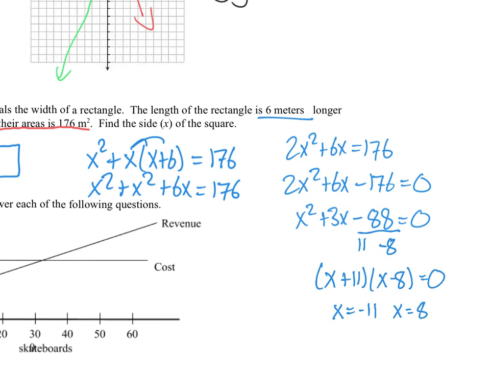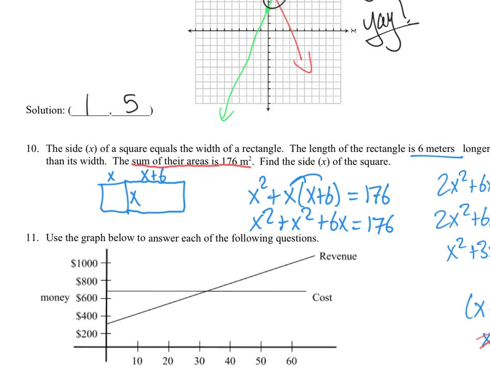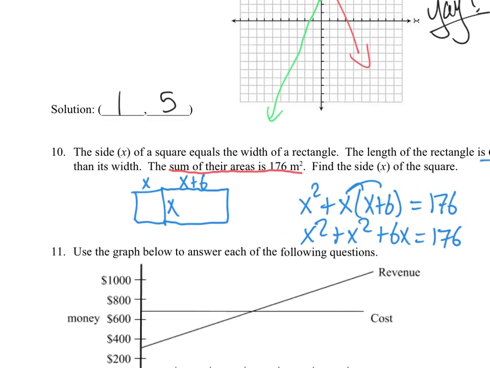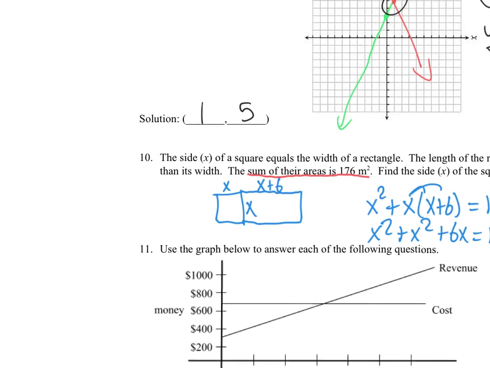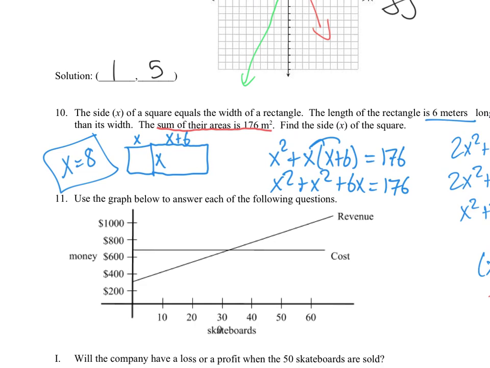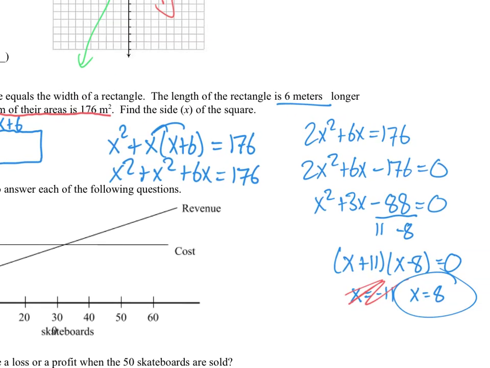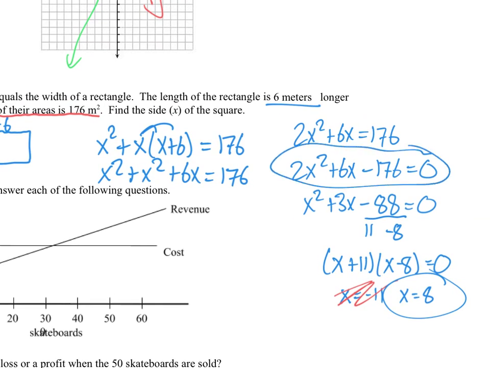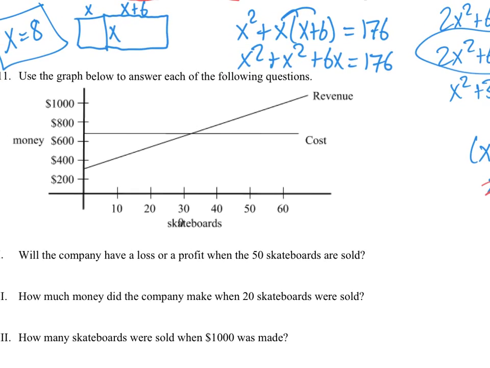And we cannot have a negative side length. That would make no sense. Negative side length would make absolutely no sense. So the only possible answer is x equals 8. So our answer is x equals 8. Right? Pretty simple. I know it's kind of weird, kind of wordy, but once you get to it, it just turns into a quadratic. And that's what we've been working on.